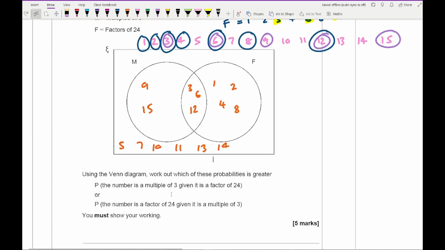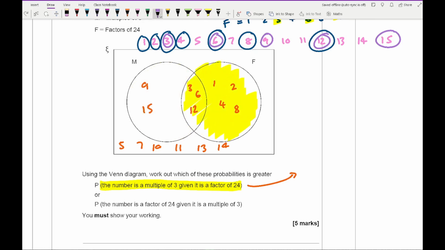So once I've completed my Venn diagram, I can now focus on these 2 things here. So here we're looking for a number of multiple 3, given that it's also a factor of 24. So here I'm just looking at the multiples of 3, so I'm just looking at these ones here. So multiples of 3, given that it's a factor of 24, actually it's the wrong one I've circled, so it's actually going to be out of this pool here.